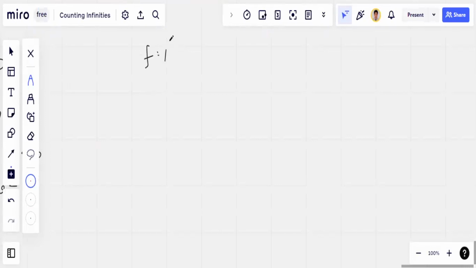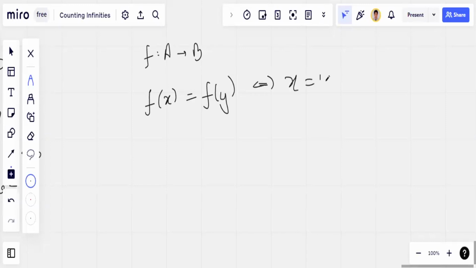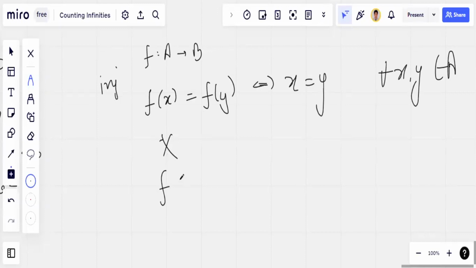So a function f is said to be injective if f of x equals f of y if and only if x equals y, for all x, y in the set A. So this is an injection. Now we say a set X is countable if there exists an injective function mapping the elements of X to natural numbers.